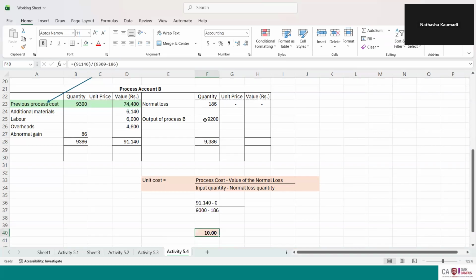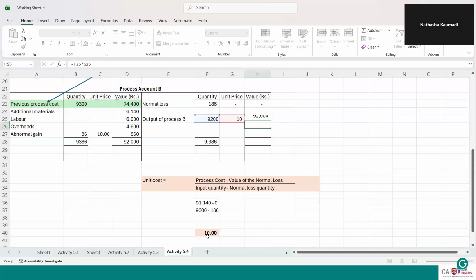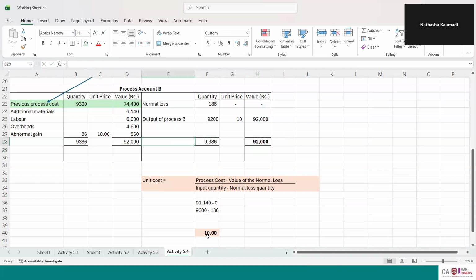It's exactly 10 rupees. Shall we take the values and see? So to value here, output, I take 10. And then abnormal gain, it's 10. Right, we'll multiply and see. 86 multiplied by 10. And then here, 9,200 multiplied by 10. The value of the credit side value, 92,000. 92,000. Perfectly tallying. So this is how you do a process account with two processors.